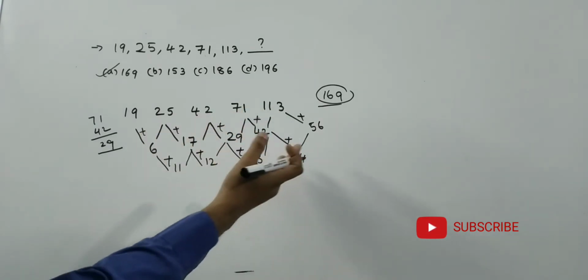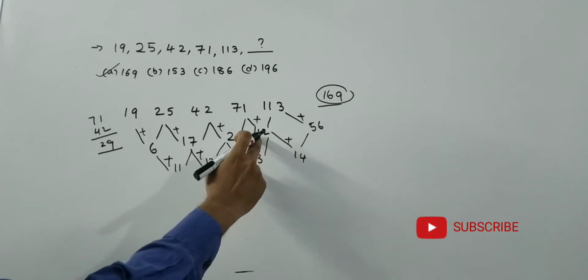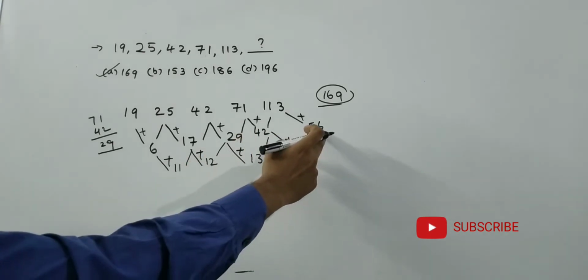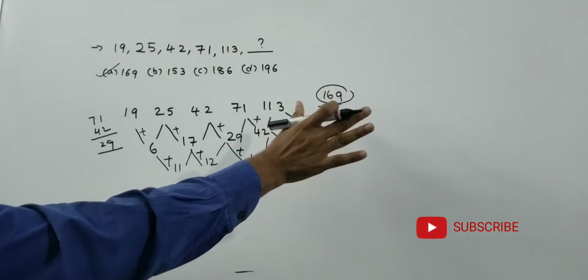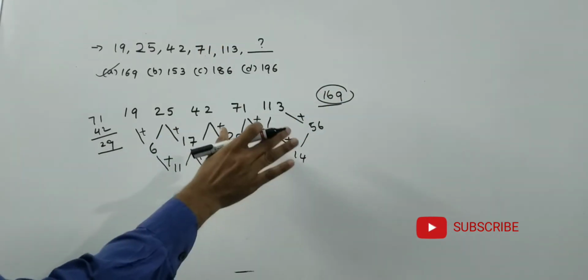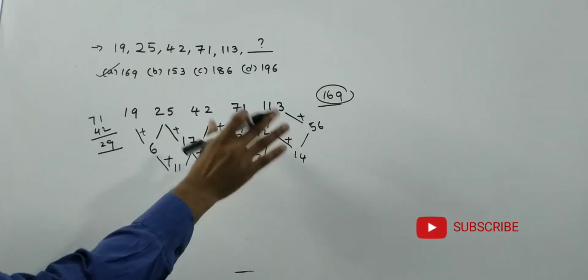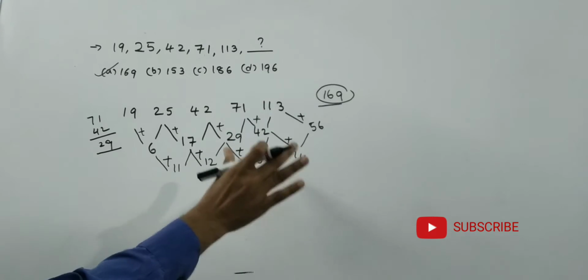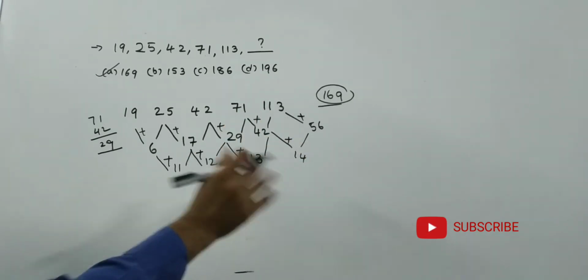No. Then again I got the difference 11, 12, 13. Then the next number is 14. 42 plus 14 how much? 56. 113 plus 56 how much? 169. So the answer is 169. So friends, problems like these will come. Don't fear, we can get the answer with peace of mind. You just concentrate on the problem and we will get the answer easily.